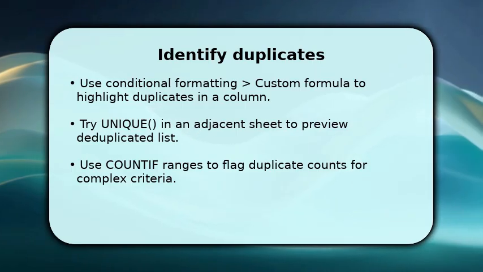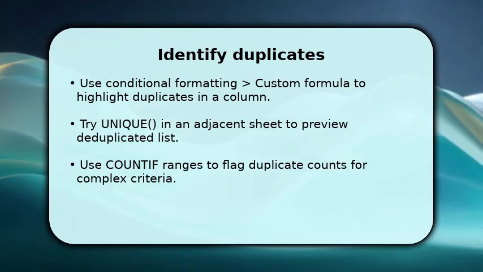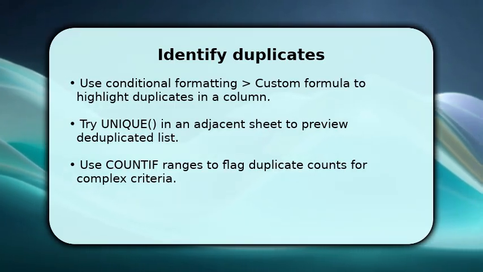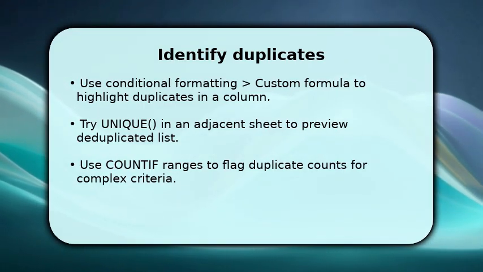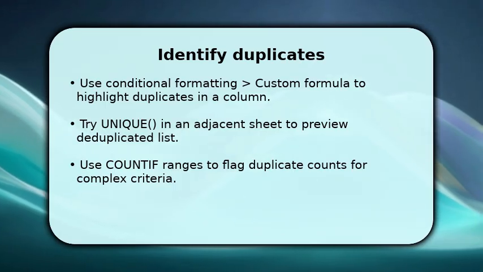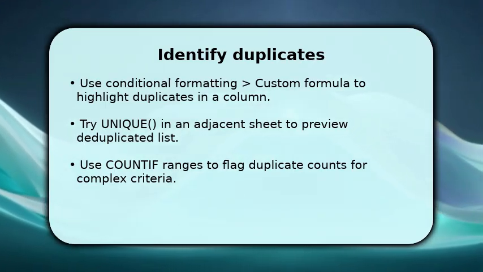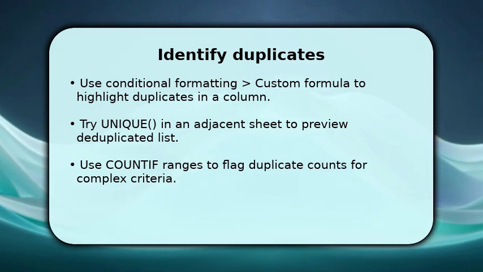Once identified, use UNIQUE(A:A) on a new sheet to preview what a cleaned list looks like, which helps verify you're keeping desired entries. For multi-column criteria, add a helper column combining values with CONCATENATE, and then use COUNTIF on that column to flag duplicates to remove.